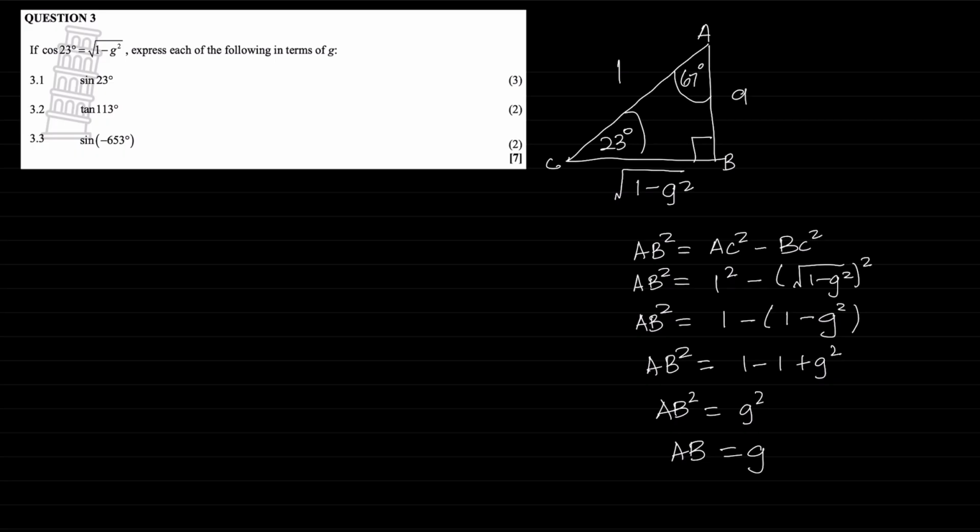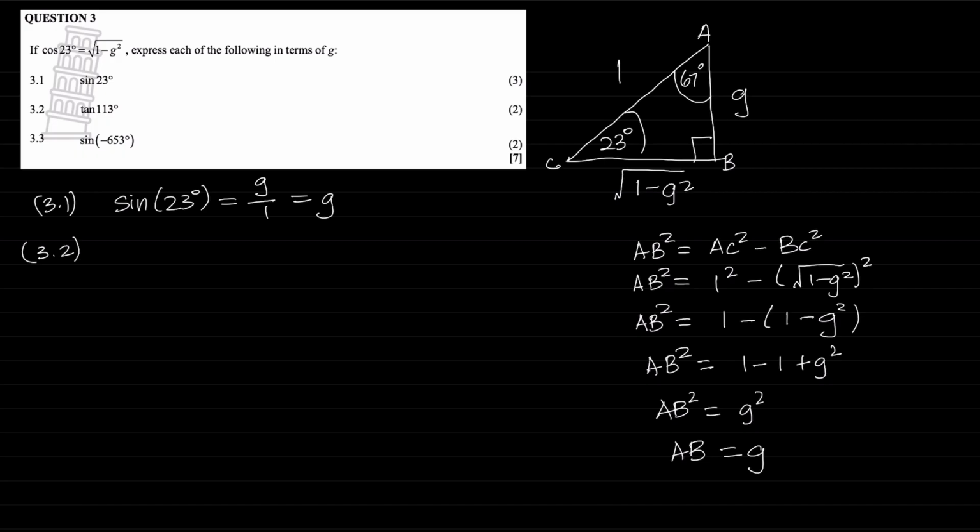is equal to g. Now we can work out sine of 23 degrees. Sine of 23, we know that sine is opposite over hypotenuse. So 3.1, sine of 23 degrees is going to equal g over 1, which we can then simplify as g. Question 3.2, tan of 113.